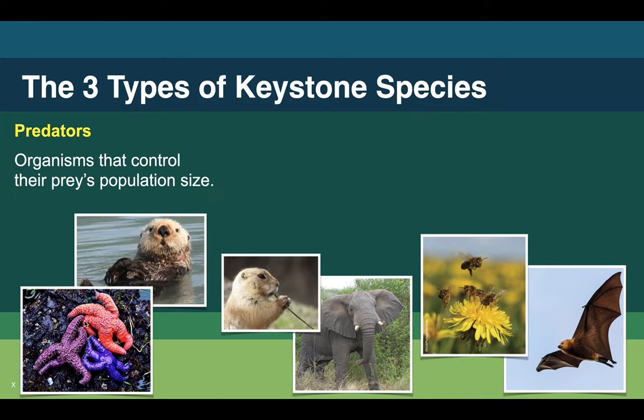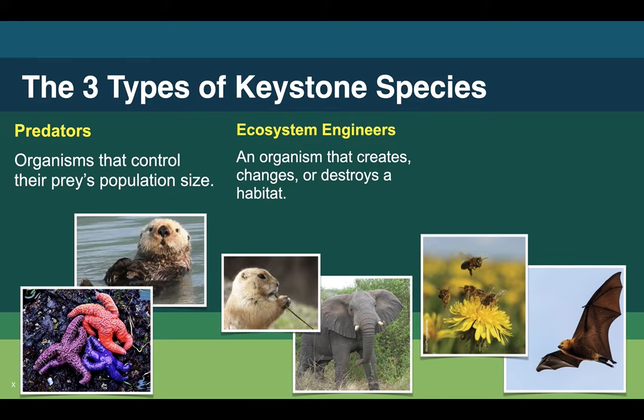The sea star also controlled the population of mussels. If you got rid of the sea star, then the mussels would overpopulate and no other animals would be able to live there. Then you have ecosystem engineers, which is like the elephant.